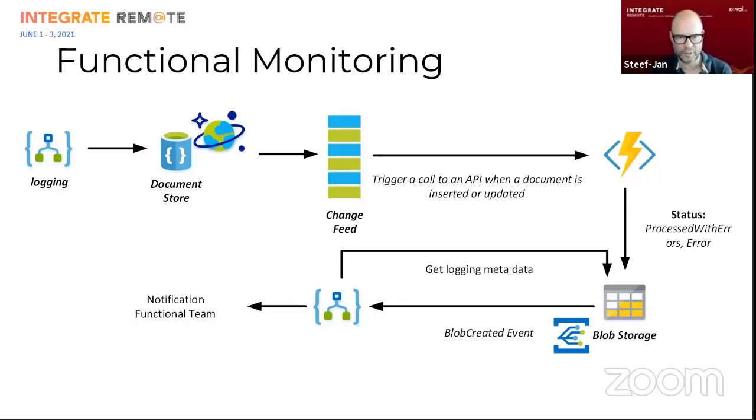Something changes in the data, like an update or a delete or an insert, and those changes are being pushed to a function, which then inspects the file and looks if it can find a process with error. If so, it will isolate that document into a blob storage account with all the data in it, and it will trigger a blob created event, something that I mentioned quite a few times earlier as well. And it will get the logging metadata and all that stuff, and it will create a nicely formulated email that's being pushed to a functional team. So the team that is basically controlling the system where some error has taken place.